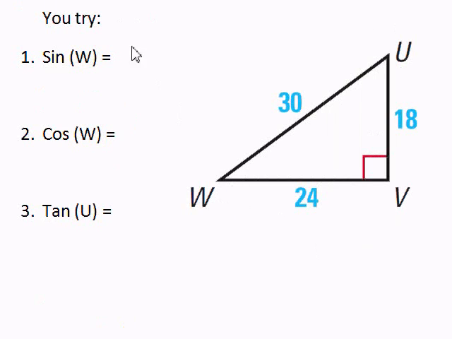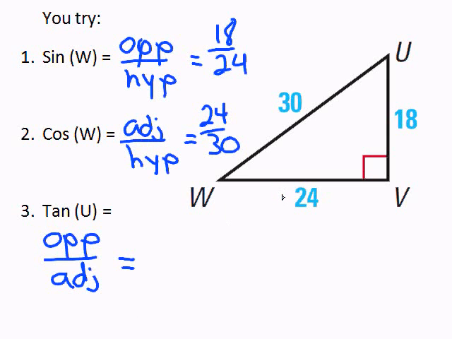Go ahead and try this one on your own. Find the sine of W, the cosine of W, and the tangent of U. Pause the video and press play when you're ready to see the answer. I went ahead and did the first two for you.